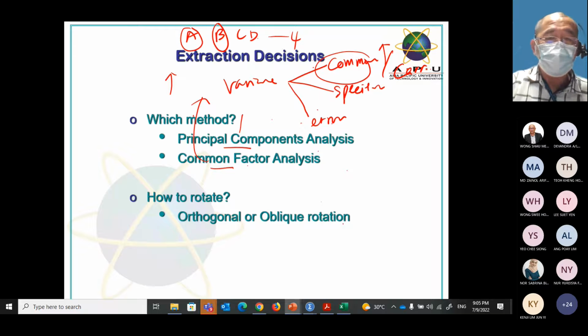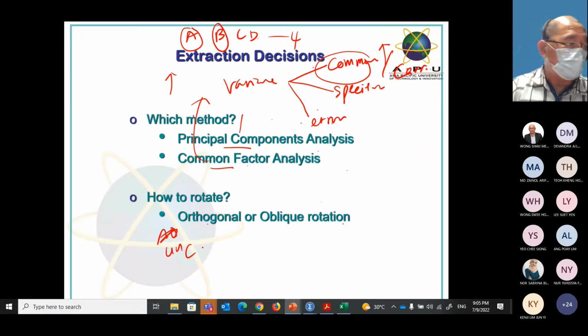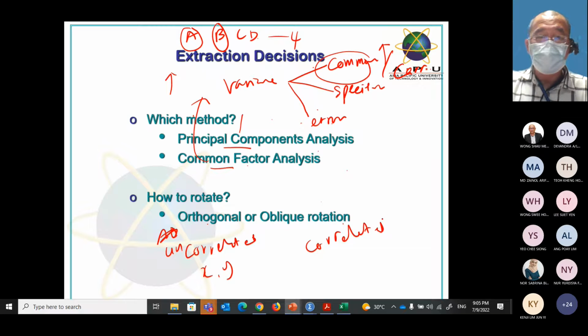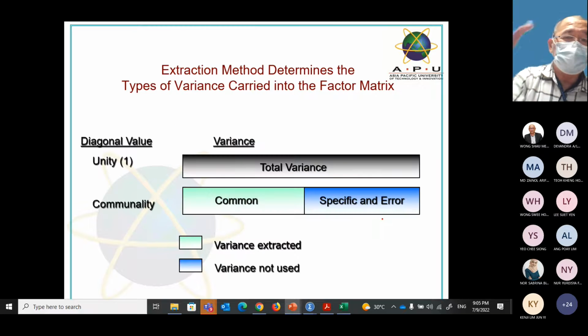Rotation can be orthogonal or oblique. This one means no relationship, uncorrelated. Follow the term. Uncorrelated between x and also y. Here means correlated. So we see actually here already. We see this also later. But we see this one.